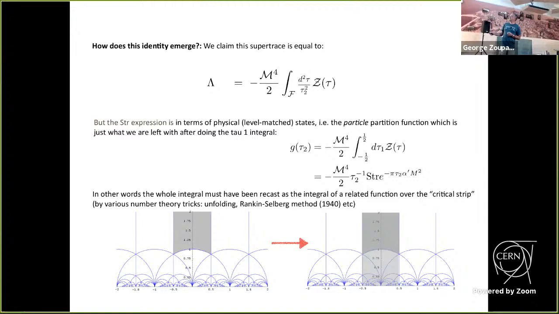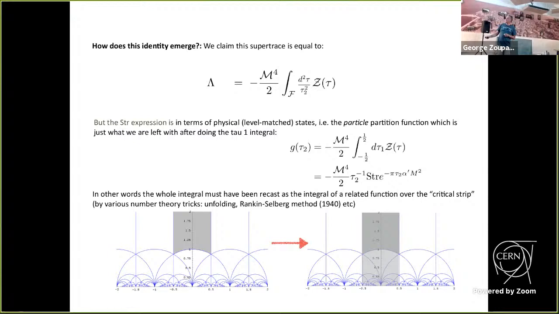So this is the integral that we're doing, to get this identity. What I've shown you is a supertrace expression, which is an expression in terms of the physical states in the theory, so the level matched ones. Those states are when I do the tau 1 integral all across. So to get this identity, with some number theory tricks, unfolding and so on, which was known since 1940, incidentally, if you think this is a string theory regime we're in here.